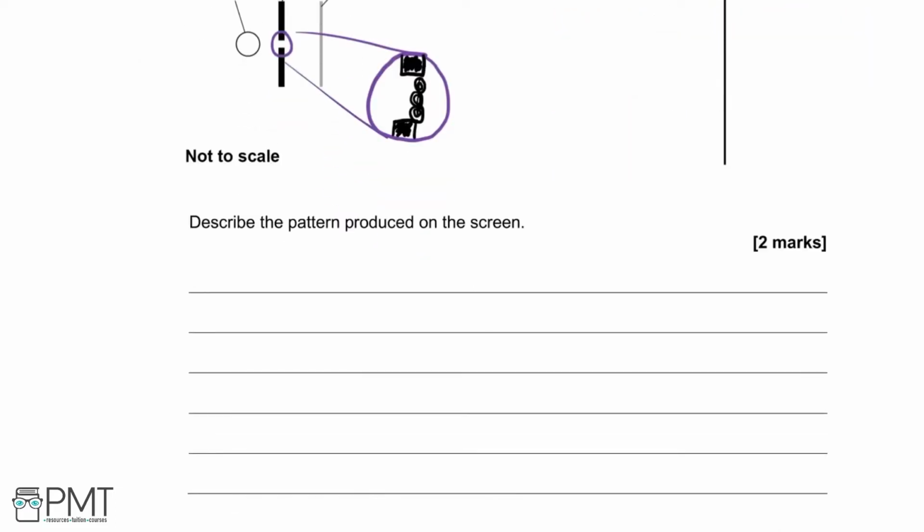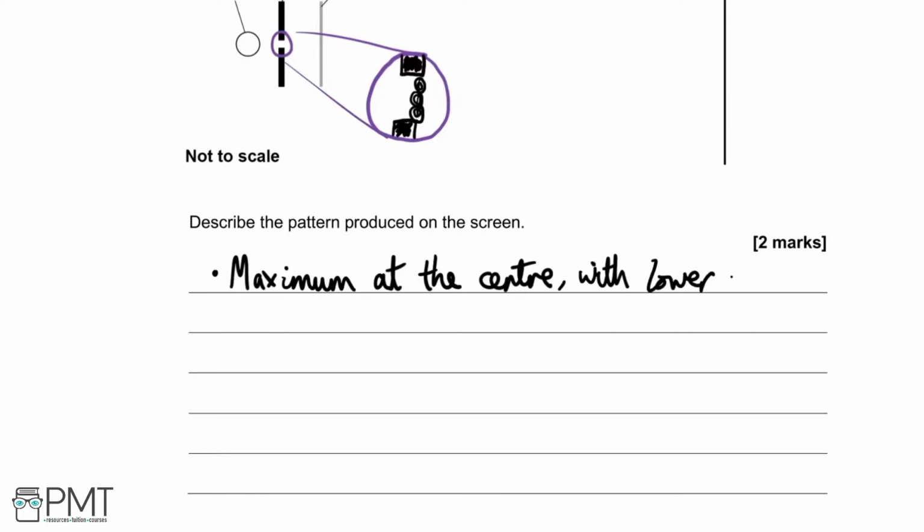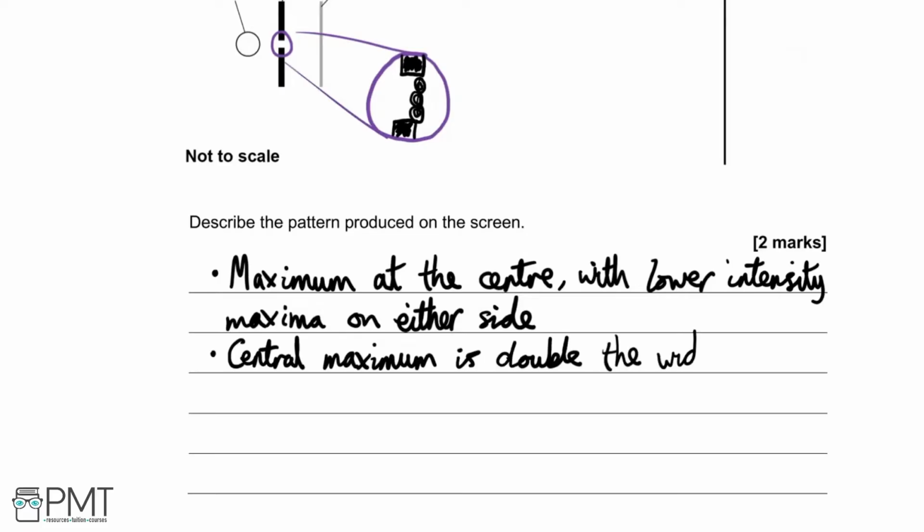The first thing to say is that there's going to be a maximum at the center, just like what you would have if you used light with a diffraction grating. Now that deals with the intensity of the maxima, but let's also talk about the width of the central maximum compared to the maxima on the sides. So those are your 2 marks there, one for each point.